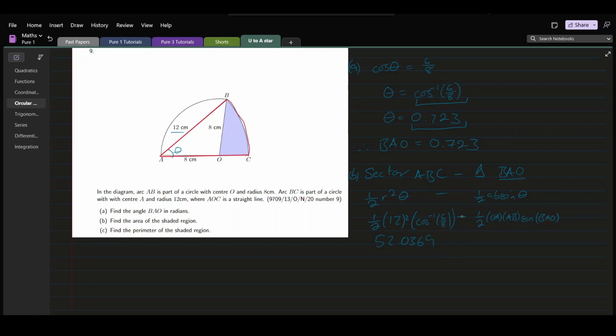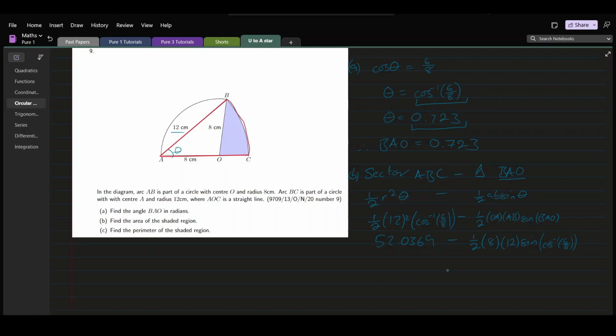BAO, and this is subtracting. We simply substitute now: half times OA has a length of 8 centimeters, AB has a length of 12 centimeters, and then sine, we say that's arc cos of 6 over 8. Let's punch this into our calculator: 1 over 2 times 8 times 12 times sine arc cos of 6 over 8. Let's close our brackets.